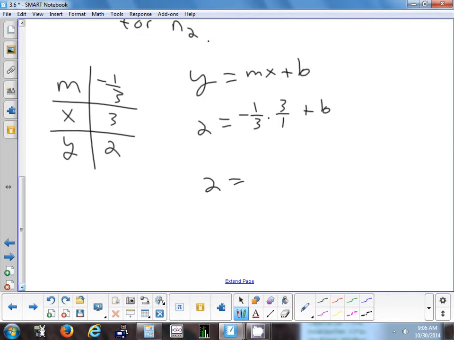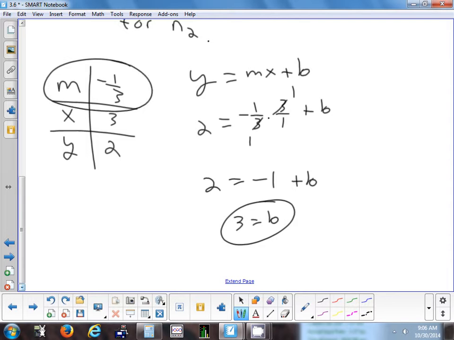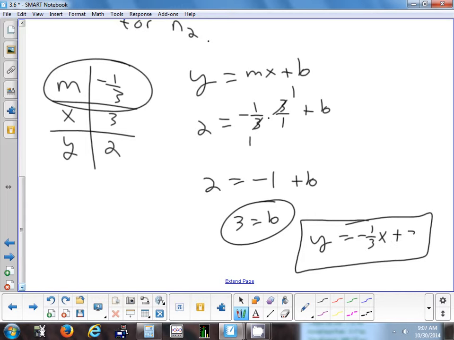Okay, what happens with the 3's there? Yeah, they reduce. So all I'm getting is negative 1 over 1. I just get negative 1. Add 1 to each side, and how much is b? 3. So I've got b, got m. So what's going to be my final answer? Selena? Plus 3. Yep. So there's the equation of my line.